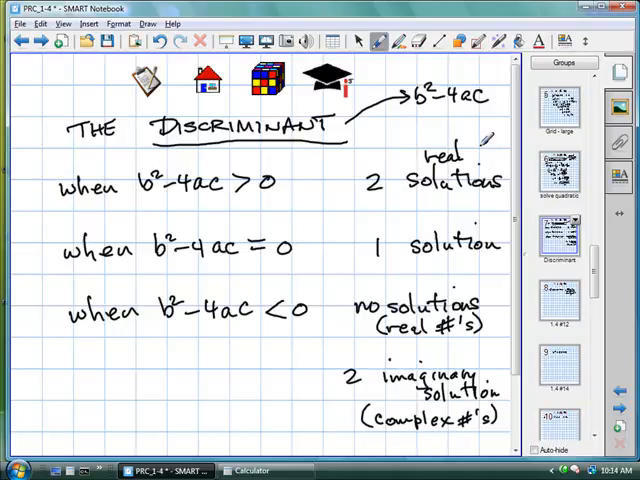They're the same thing. So are there two solutions now? No, really, there's only one. So if the discriminant ever turns out to be 0, you only have one answer.